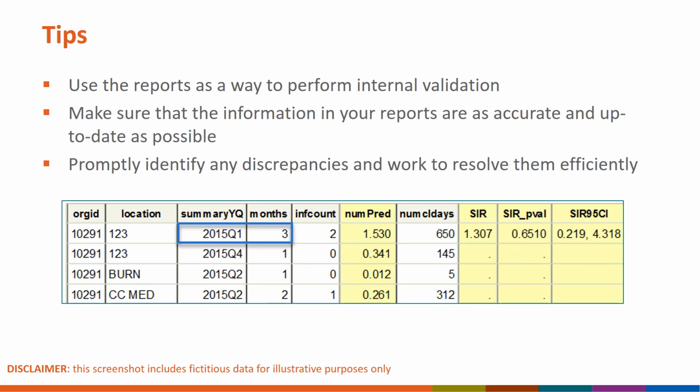As you become more familiar with the NHSN application, you will quickly learn that it will serve as a great tool to perform internal validation. Specifically, the reports can help to shed light on any areas where there are discrepancies or inconsistencies. For example, this facility has all 3 months of data reported for the first quarter of 2015. However, for the fourth quarter of 2015, there is only 1 month of data reported for this facility, so this could potentially be an area of concern.